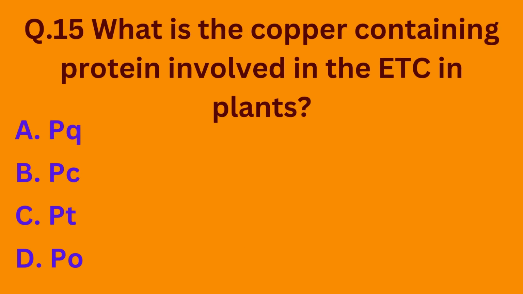Coming to next question, question number 15. What is the copper containing protein involved in the electron transport chain in plants? Option A, PQ. Option B, PC. Option C, PT. Option D, PO. So basically PC is the copper containing protein involved in electron transport chain in plants. So the correct option is option B.